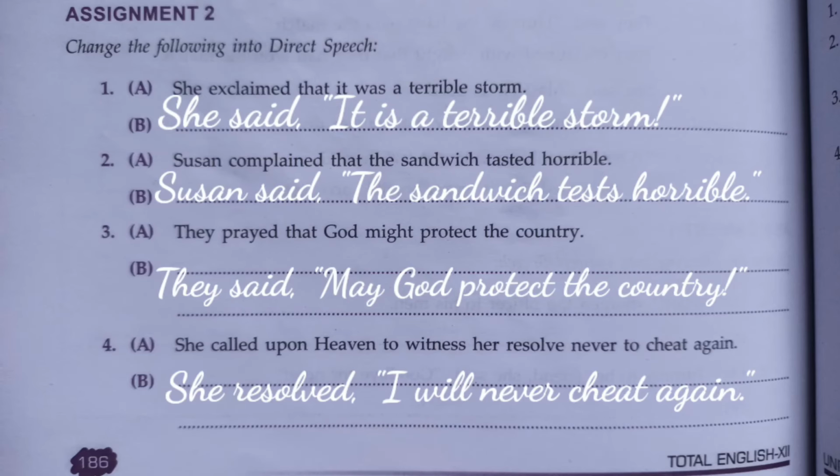Number 3, "They prayed that God might protect the country." Second sentence would be, "They said, comma, within inverted commas, 'May God protect the country,' and at the end, exclamation mark, inverted comma, close." Number 4, "She called upon heaven to witness her resolve never to cheat again." Sentence B would be, "She resolved, comma, within inverted commas, 'I will never cheat again.'"